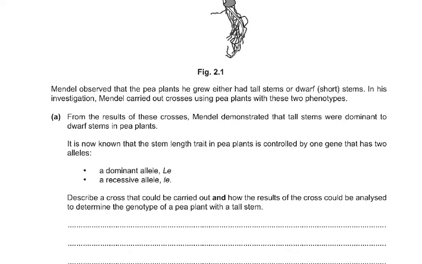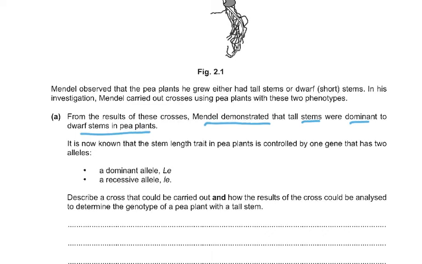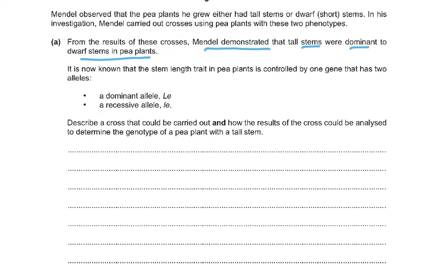From the results of these crosses, Mendel demonstrated that tall stems were dominant to dwarf stems in pea plants. It is now known that the stem length trait in pea plants is controlled by one gene that has two alleles, a dominant allele big L small e and a recessive allele small l small e. Describe a cross that would be carried out and how the results of the cross could be analyzed to determine the genotype of a pea plant with a tall stem.